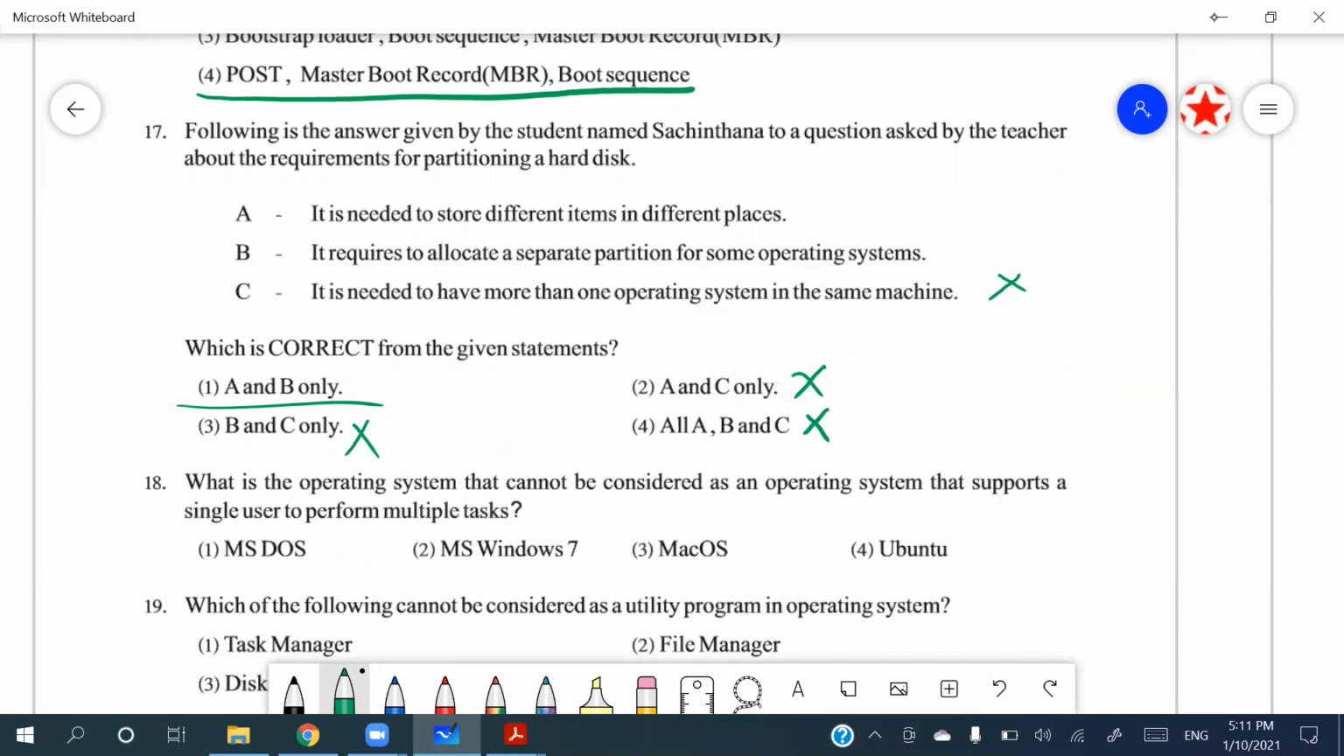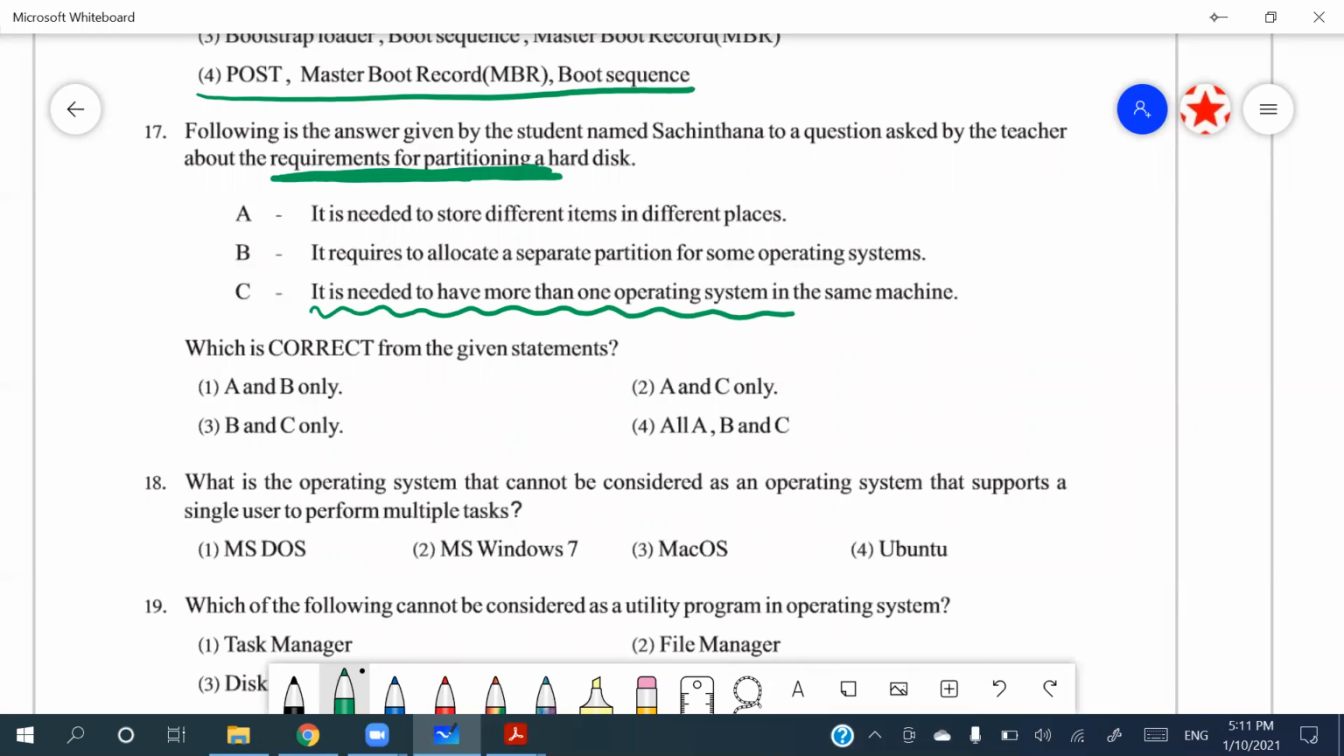And again, hold on. Since they are talking about the partitioning, we will be caught on that as well. The requirements of the partitioning, since they are talking about requirements of the partitioning, yes, we can take this as a correct one. So generally, if you talk about the operating systems, this is not a need.